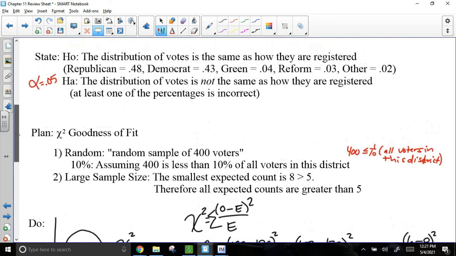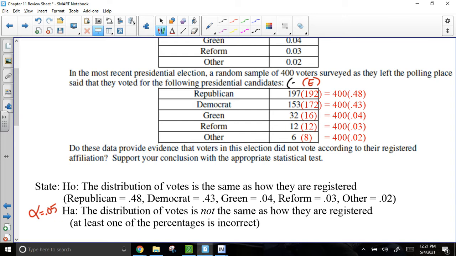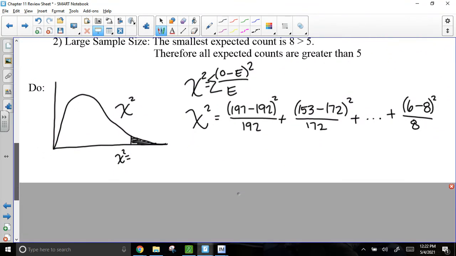Again, where am I getting these values from? I'm getting them from here. These are the observed right here. These are the expected. So observed minus expected, squared, divided by expected. Okay? And it goes all the way down that chart.